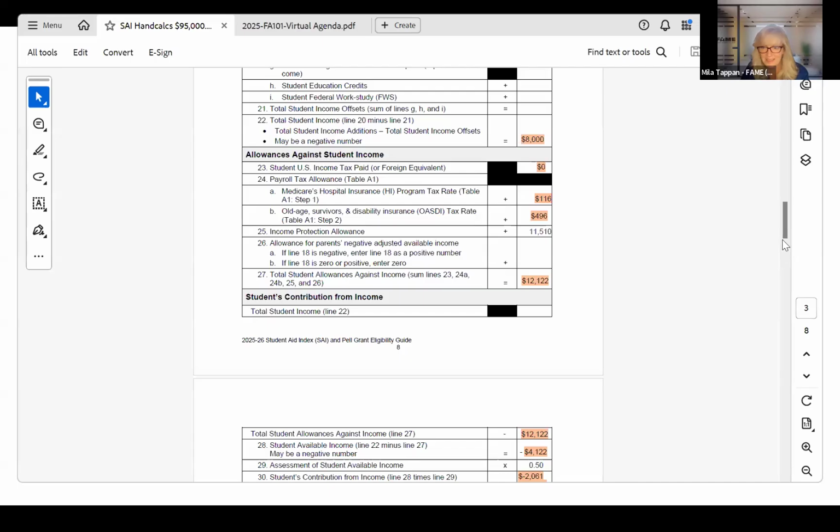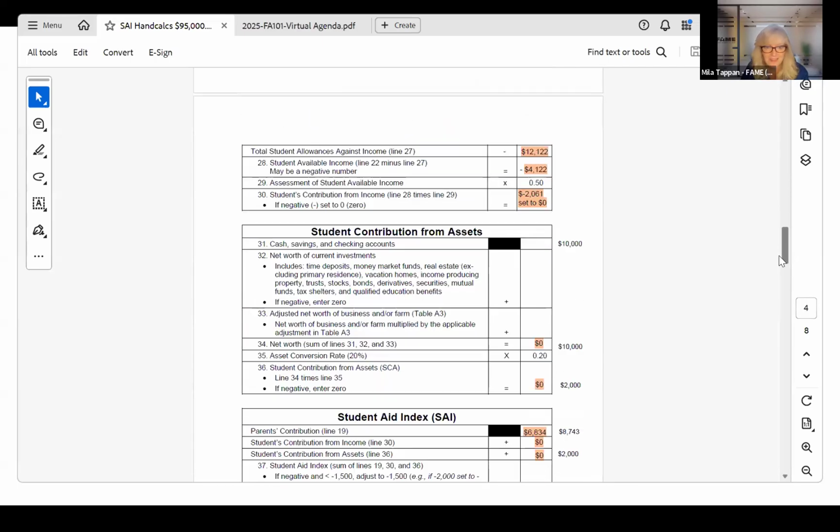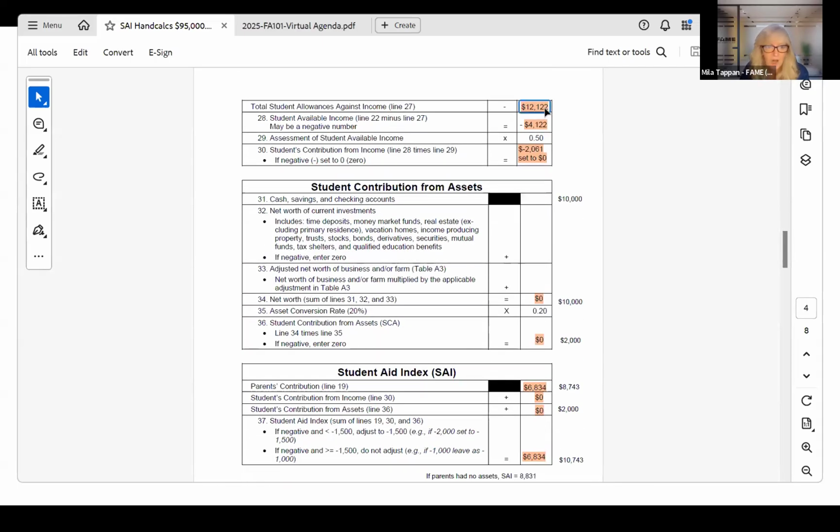So what's that going to mean? If we come down to the next page, we're going to say this is what their allowances are. And if we subtract that from their $8,000 income, we actually have a negative number. We're going to take that number and do an assessment, 50% of it being available. We still have a negative number. And so we're going to set that to 0, based on the instructions.